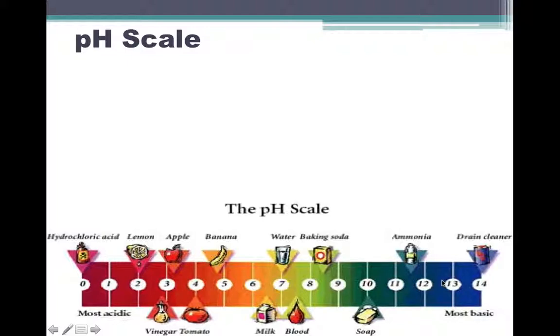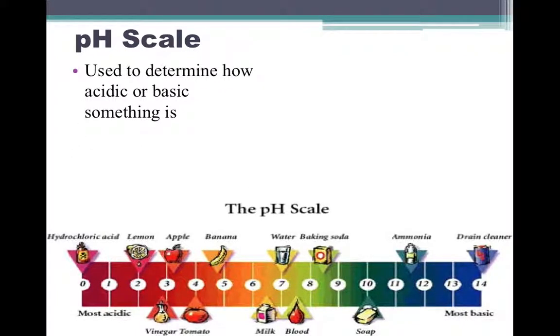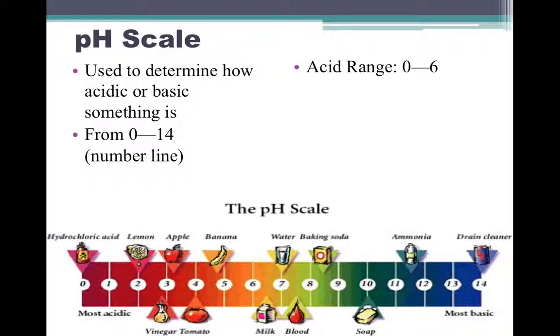Our pH scale is used to determine if something is an acid or a base. It goes from 0 to 14, that's basically the whole pH scale. Now let's break it down. Acids range over here from 0 to 6. This is the weakest part of an acid. Then strong acids are going to be located down here, 0, 1, 2.